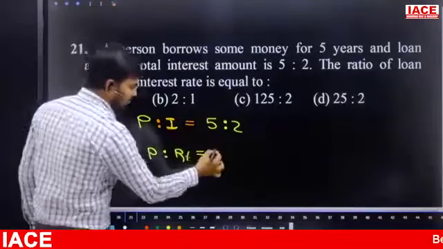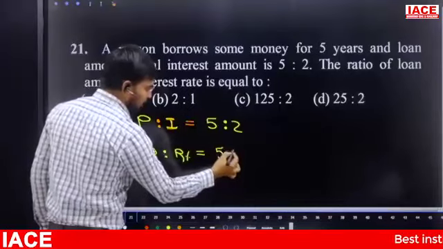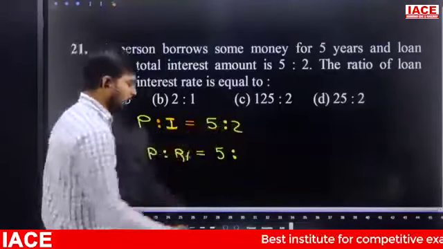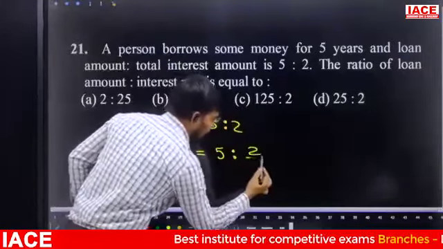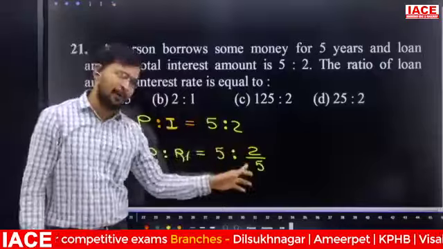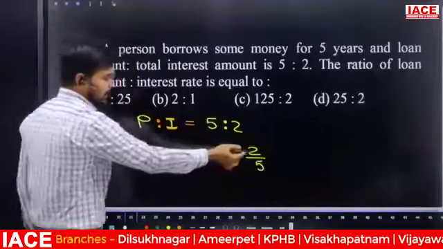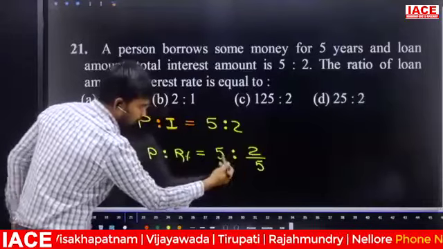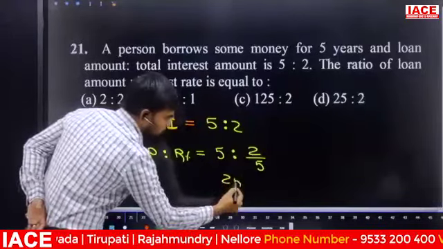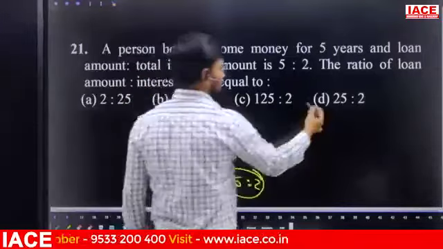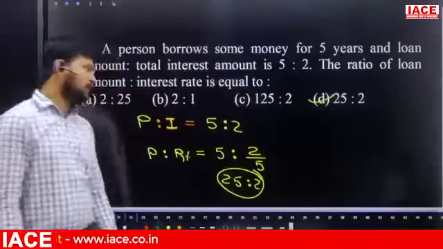So principal is 5 parts only. Yes or not? 5 parts only. Now I need the rate of interest. Interest is how much? 2 parts, na. So interest is 2 parts. Interest is always calculated on 5 parts. Yes or not? So interest on principal. Therefore, 5 how many times, andi? 25 times. So 25:2. So your answer is 25:2. Option D is the right answer.